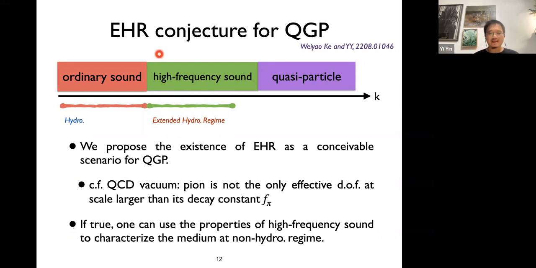So one nice thing about this conjecture is that in these intermediate regions, the way to characterize the medium becomes simplified, because all we need to care about is just the properties of this high frequency sound. Just like in the hydrodynamic limit, if we want to learn thermodynamics, we just look at the speed of sound.